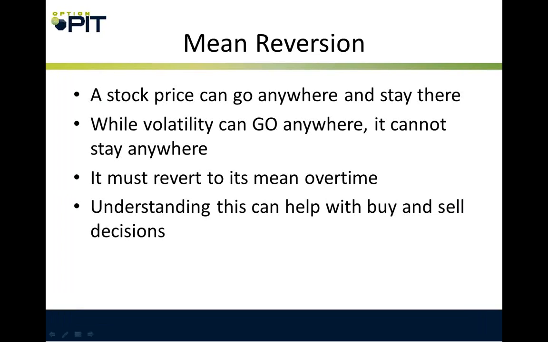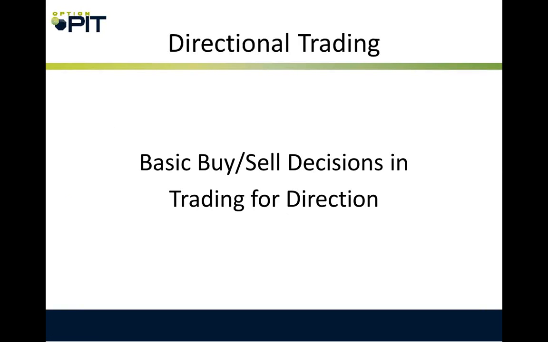All right. So understanding that reversion is what's going to help with buy-sell decisions. Now let's cover basic buy-sell decisions. In general, when implied vol is low, in the near term and especially in the long term, one wants to play direction. One wants to buy. So if you want to play direction and vol is really low, you buy options.